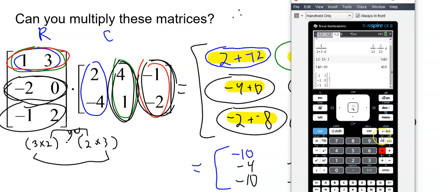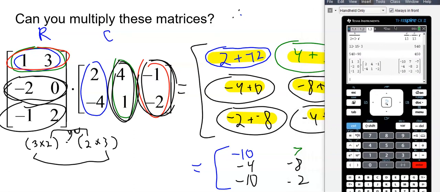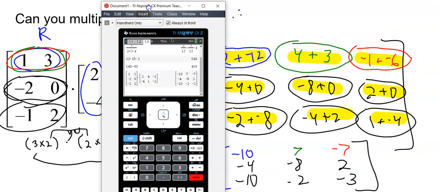Times, and then I'm going to put another customizable matrix. And this one is a 2 by 3, hitting tab as I do that. So 2, -4, sorry, this is positive 4, isn't it? Positive 4, -1, that was -4, 1, -2. And I'll press enter, and I got 10, 7, -7, -4, -8, 2, -10, -2, -3. Phew, we did it right.